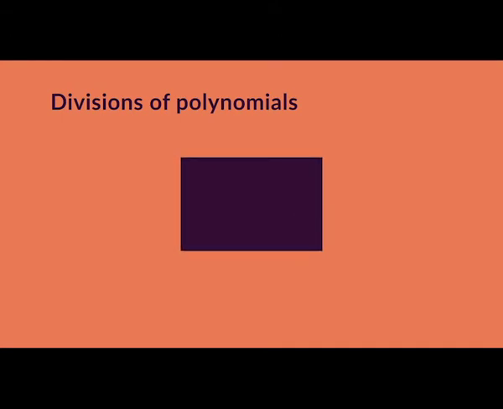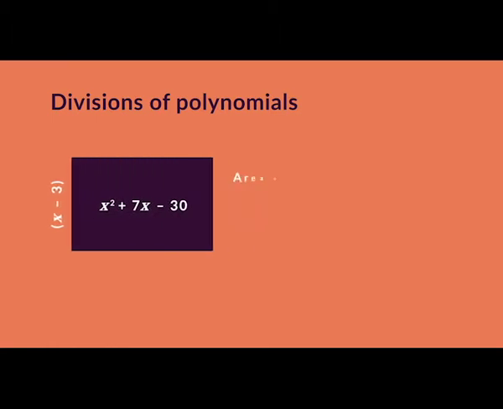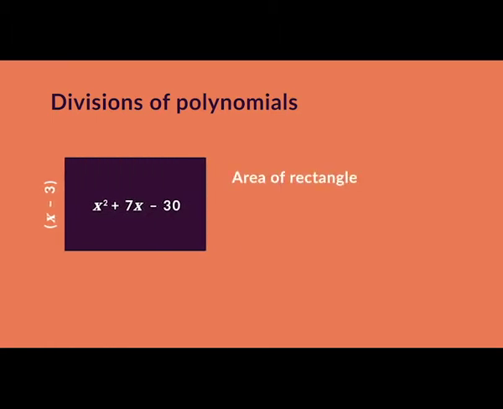For example, this rectangle has an area represented by the polynomial x squared plus 7x minus 30, and one of the sides is x minus 3. We know that the area of a rectangle equals length times breadth, so if we divide the area of the rectangle by the known side, side 1, we'll get side 2. So side 2 equals x squared plus 7x minus 30 divided by x minus 3.